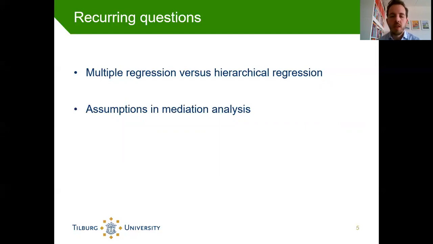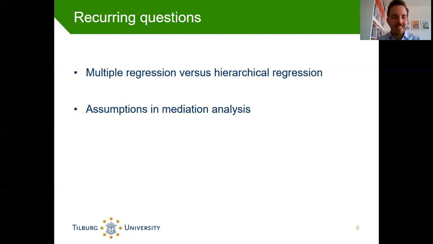So this is why multiple regression is sometimes called hierarchical regression, in cases where those multiple predictors are entered in some hierarchical way. So hierarchical regression is always a form of multiple regression, but not the other way around. You can also have multiple regression where all your variables are entered into your model at the same time. Then there's no hierarchy, so it's not hierarchical regression, it's just multiple regression.